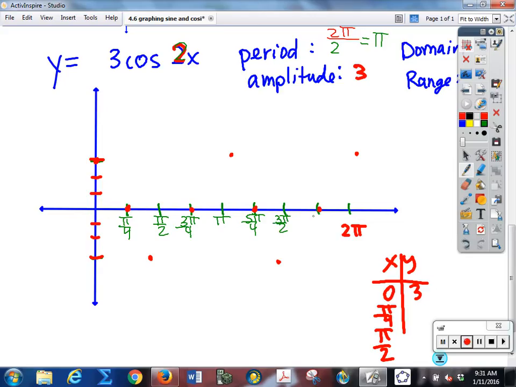And 8 pi over 4? 2 pi? And it's the exact same graph, but you just had to relabel it. And now you have your graph.